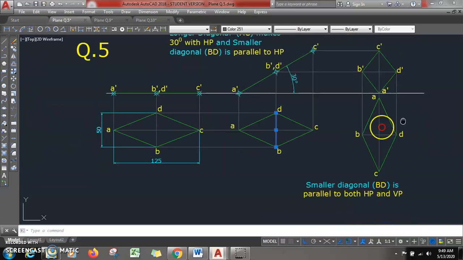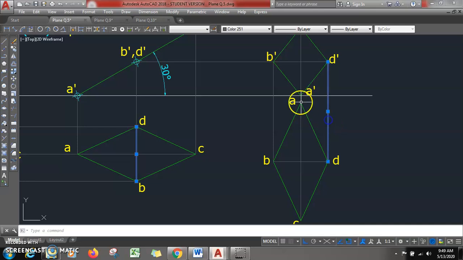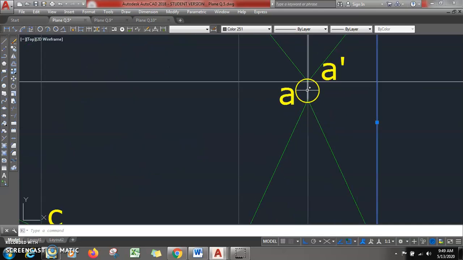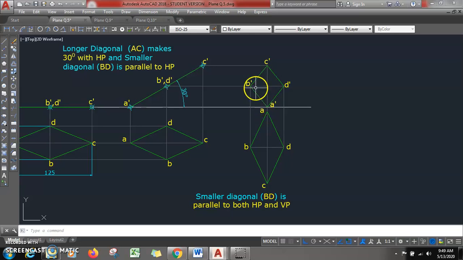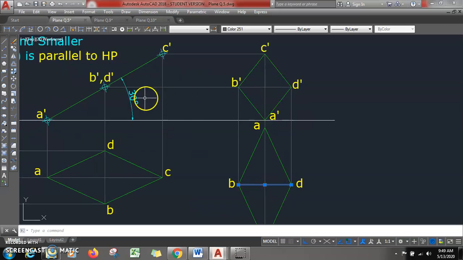Now once we have this, what next? Draw projections 1, 2, 3. You have projections in this direction. Locate all the points A dash, B dash, C dash and D dash, and join them in sequence. Now once you have this, you see, BD is parallel in the front view also, and in the top view also BD is parallel. Means BD is parallel to both HP and VP, and at the same time AC is inclined at 30 degrees to HP.